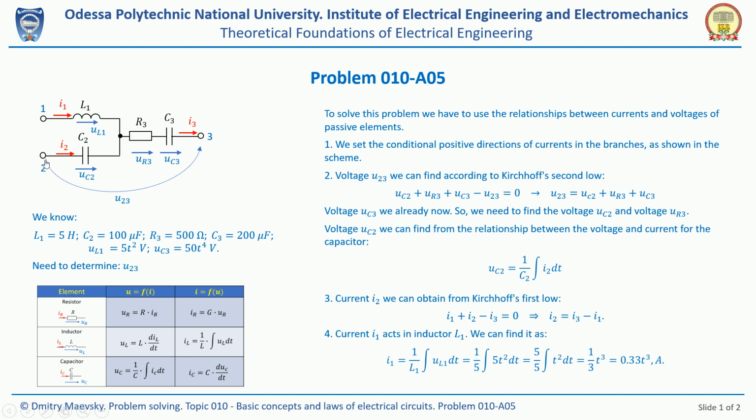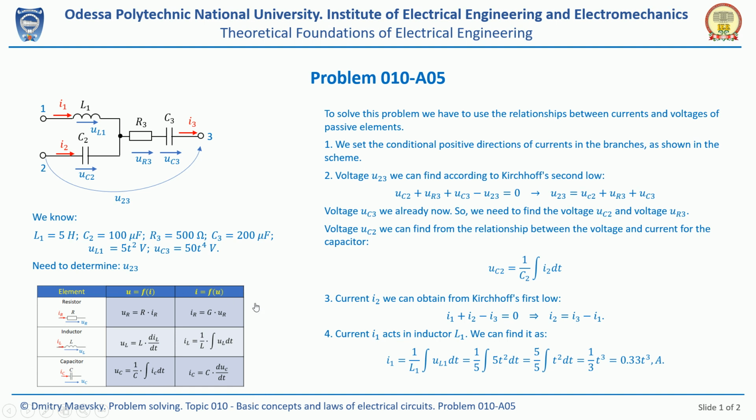As you can see, this voltage acts between point number 2 and point number 3. To solve this problem, we have to use the relationships between currents and voltages of passive elements. These relationships are shown in this slide, in this table.